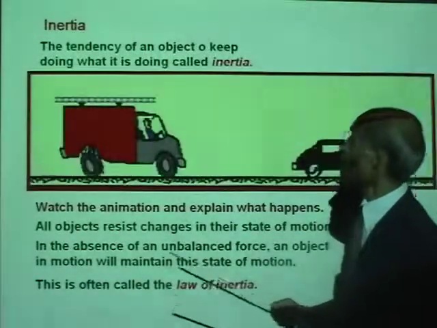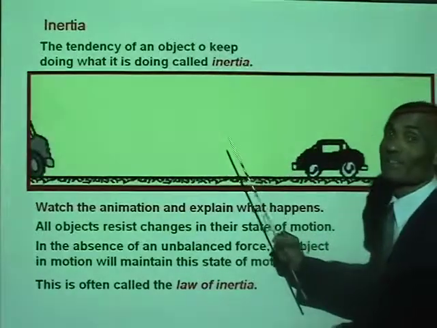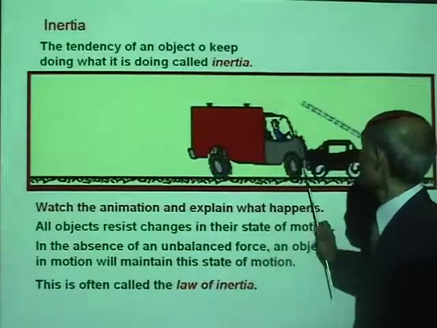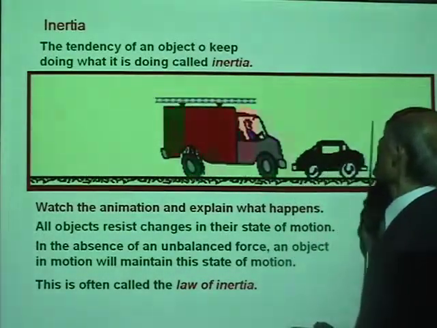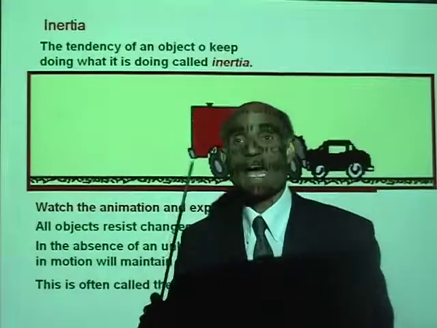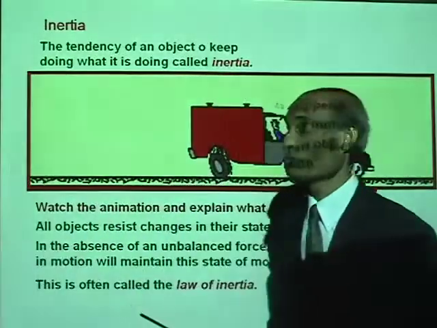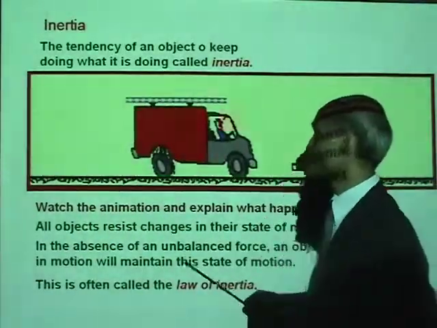So, another one. Look at this one. Have you seen this happen? Yes. The truck and the ladder are moving together. If the truck is suddenly brought to a stop, the ladder will keep on moving. The ladder was moving before, it wants to keep on moving. So, these are all examples of inertia.